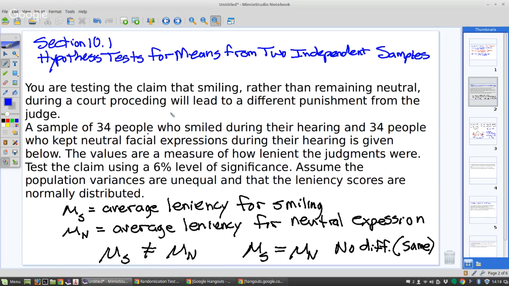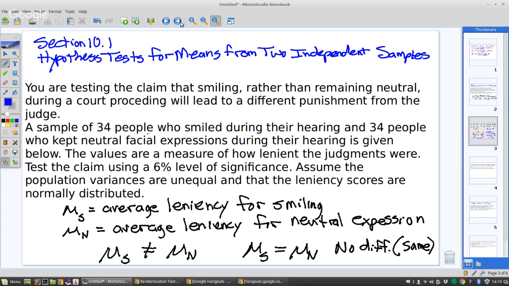So as far as my conclusion goes, my conclusion is going to come from the written description of the hypothesis: that the data supports smiling rather than remaining neutral during a court proceeding will lead to a different punishment from the judge. In this case, we think it's a more lenient punishment than a more severe one.